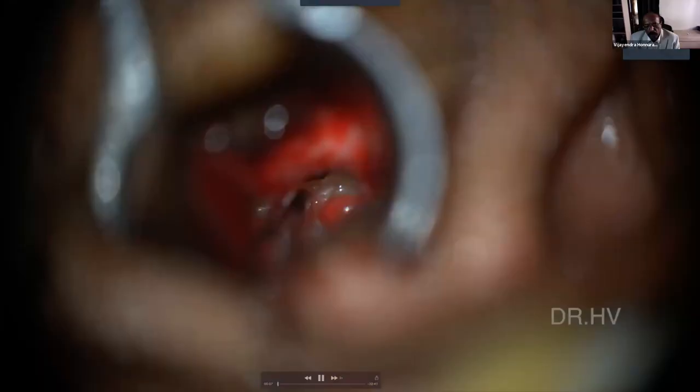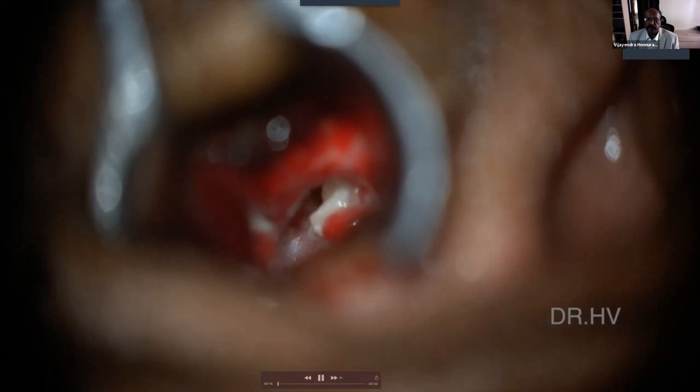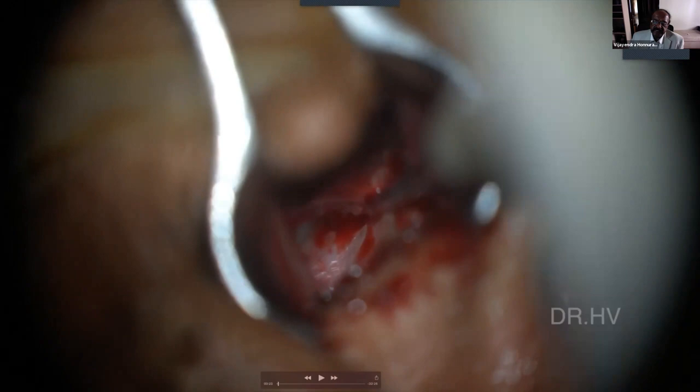The most important thing is, most people think that when you do a canal wall down procedure, the most important issue is the cavity problem. But with my vast experience today, in at least 95 to 96% of cases there will be no cavity and it looks like an intact canal. That is the perfection I have achieved with my 30 years of experience.